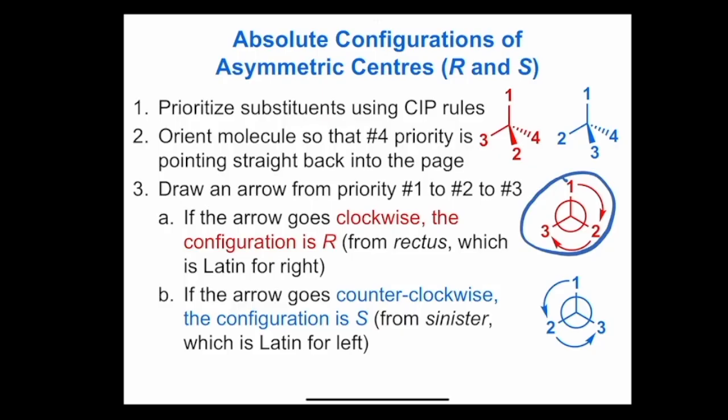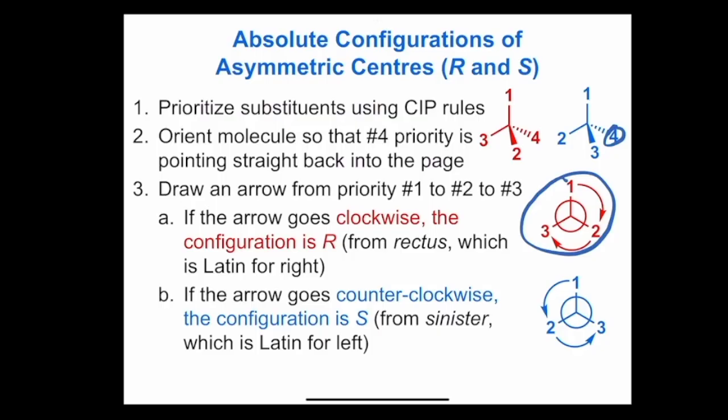Your two choices are, counting from 1, 2, 3 with that number 4 group to the back, if that is a right-handed rotation, then it is R. If it's left-handed, counterclockwise, it's S. The way I used to think about this too, put your hand, reach out, grab the steering wheel. So we're on the red structure.